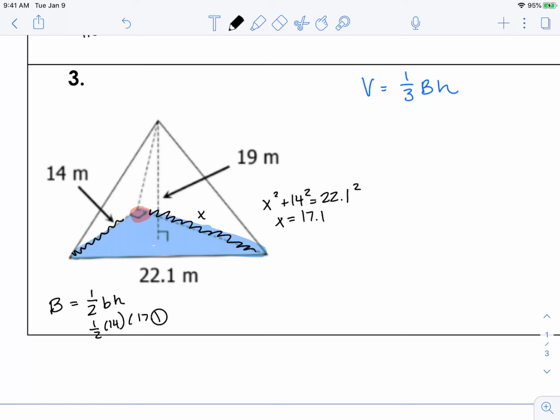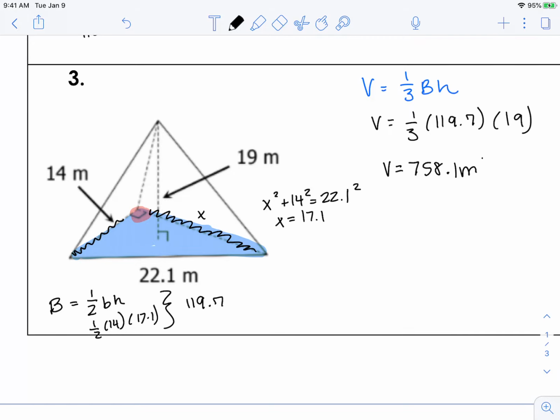Okay, so using that 1/2 base times height, you get the area of the base, which is equal to 119.7. So I get volume 1/3 times 119.7, and then they give me the height already, and that is 19. Plug it in. You get 758.1 meters cubed.